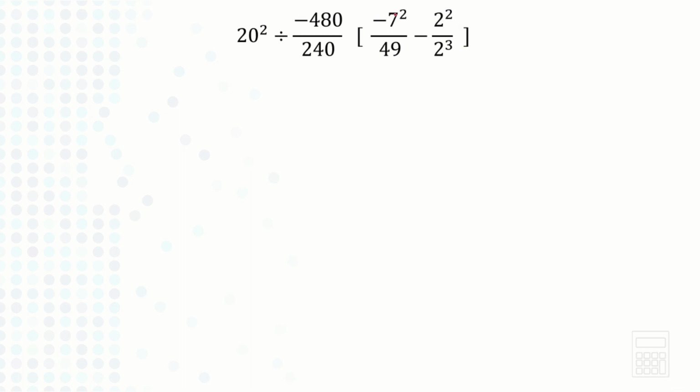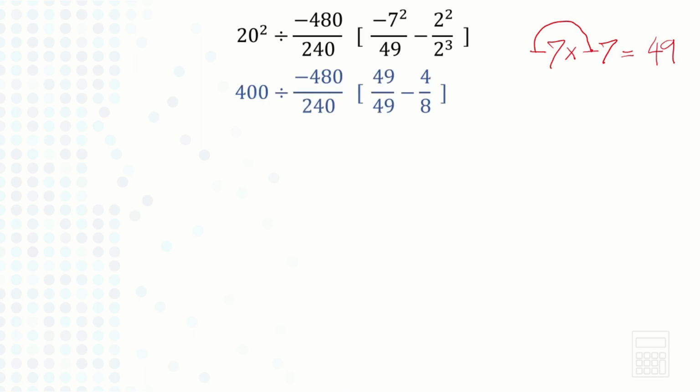Now, -7 to the power of 2 means -7 times -7. So we know 7 times 7 is 49. Positive or negative? It is positive, because negative times negative is positive. So, whatever the way, it is positive.